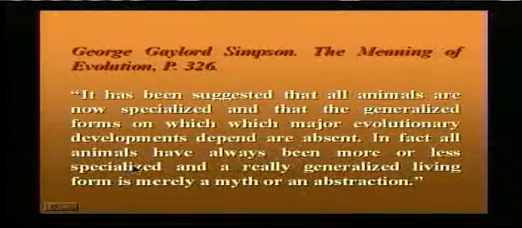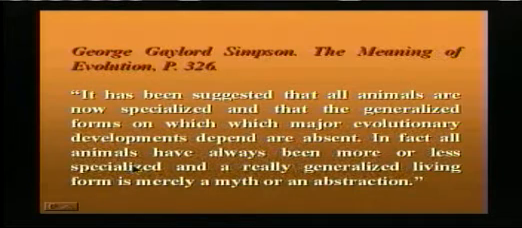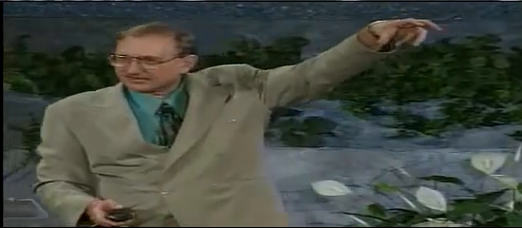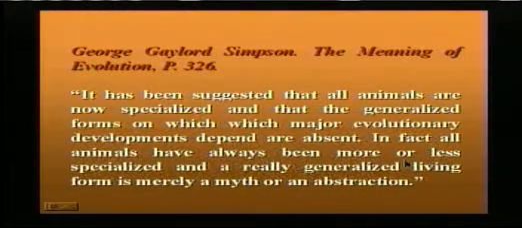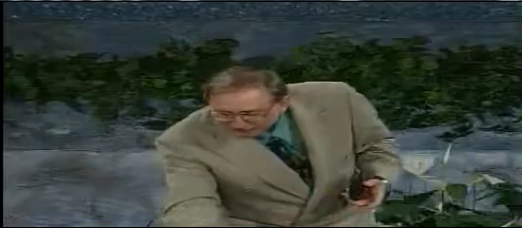They also say, Simpson said, "It has been suggested that all animals are now specialized, and that the generalized forms on which major evolution depends are absent." Let's just put that into simple language. We are told that in the beginning was a simple, funny little, strange, primitive organism. Is that right? And then later it became more and more complicated. And today we have complicated organisms, right? He says, "In fact, all animals have always been more or less specialized, and a really generalized living form is merely a myth or an abstraction." There's no such thing in the fossil record as the simple fellow being at the bottom and the complicated one being at the top. This is important, very important when we talk about the fossil record.